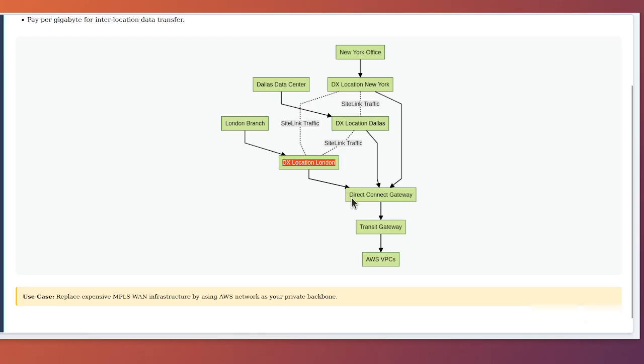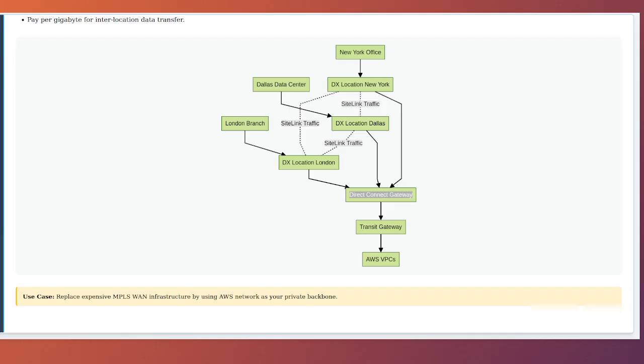To enable SiteLink, your Direct Connect connections must be associated with the same Direct Connect gateway. You enable the SiteLink feature on the Direct Connect gateway, and then traffic between your locations can traverse the AWS network. The routing is handled by BGP. Each location advertises its routes to the Direct Connect gateway, and the Direct Connect gateway advertises all routes to all locations. Your routers learn routes for the other locations via BGP and automatically route traffic through the Direct Connect connection to reach those remote networks.